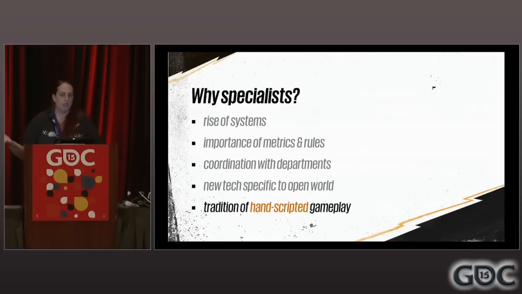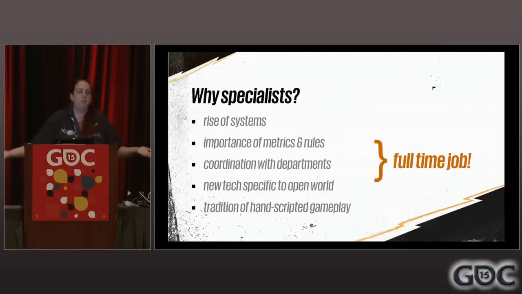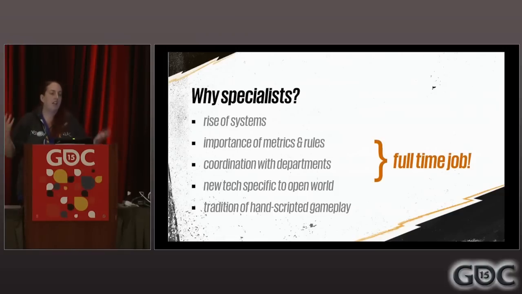I talked mostly about traversal and level design, but all these systems, the metrics and rules, coordinating with new departments, new tech, that hand-scripted gameplay, all that was a full-time job for any given system, right? There were just a lot of things to ramp up on, a lot of things to be new about. So that's why we turned to specialists, right? Fragment our team and allow them to become specialized and learn all these new tools about their thing. And don't worry about, like, I don't know how the modularized art system works. I just know it does. Because I wasn't part of that team to worry about that.